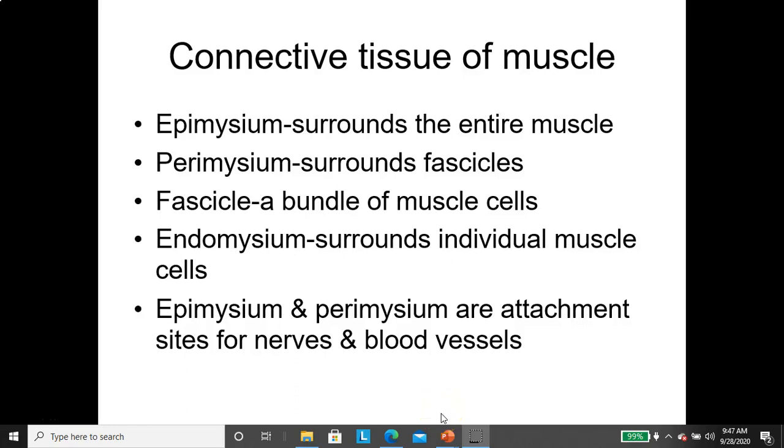Okay, this is where we left off. So this is muscle lecture two. So we're going to talk about some structures here. Epimysium, perimysium, endomysium. These are connective tissue structures. A fascicle is a bundle of muscle cells. And then we'll go into this. It makes more sense when you can see it. Okay.